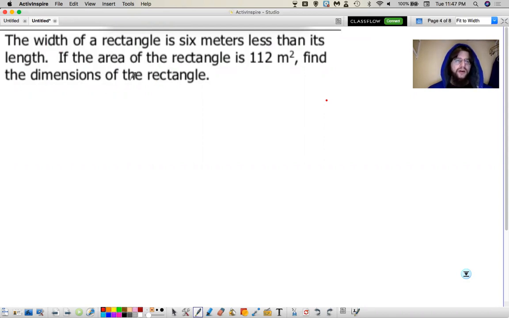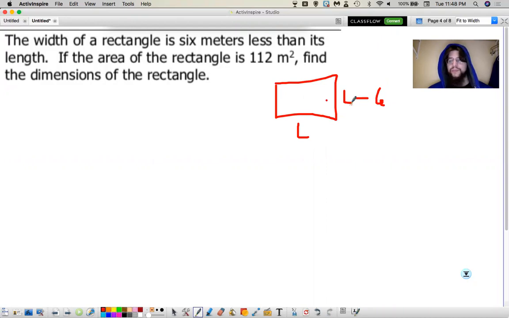So on these, a lot of times it's going to be helpful to draw a picture. It says the width of a rectangle, so I'm going to draw a rectangle-ish kind of thing. The width is 6 meters less than its length. So I'll call this the length, and the width is 6 meters less than, so L minus 6. If the area is 112 square meters, find the dimensions. So that means find the length and the width.